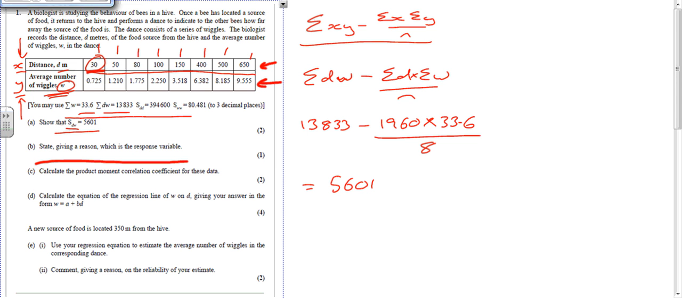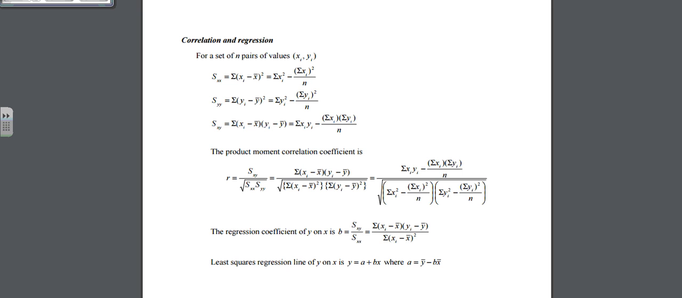Now, calculate the product moment correlation coefficient. This is what we call the PMCC. That is this thing here. It's SXY over the square root of SXX times SYY. SXX is this thing here, SYY is this thing here, and we've just calculated SXY. But obviously in this case, we're not doing SXY, it's going to be SDW, SDD, SWW.